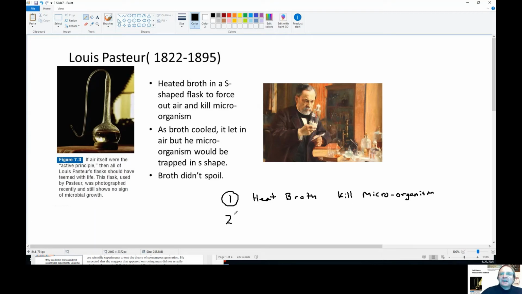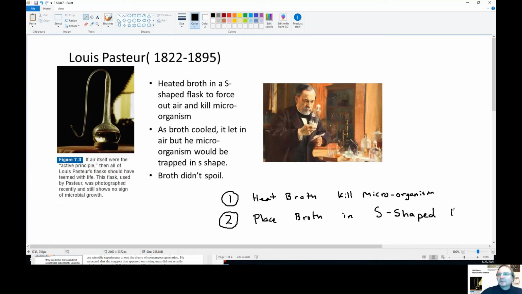Secondly, and this is how it's totally controlled, we're going to place the broth that's boiled. So in other words, it's got no microorganisms, or at least we assume that they're dead, in an S-shaped flask. Take a look at that flask. It is open to the air, but look at that curve, especially down here. Microorganisms are going to get trapped in there. That's the key design. That's the key inspiration, and that's Pasteur right there. A drawing of him. I didn't make that drawing.